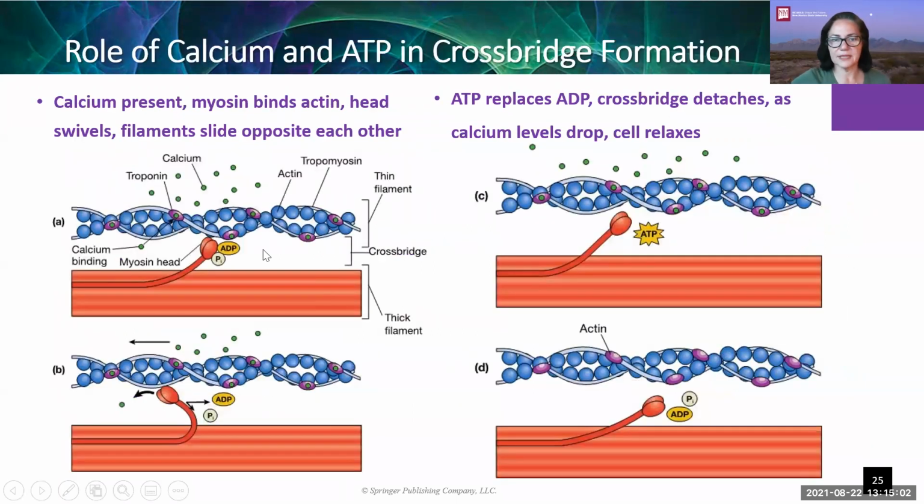Oh, and here's that diagram showing that. All right, so there's the head of the myosin. The presence of the calcium allows the myosin to bind to the actin, and then to relax, we have to put that calcium away and pull that myosin head back off. And that allows the muscle to relax.